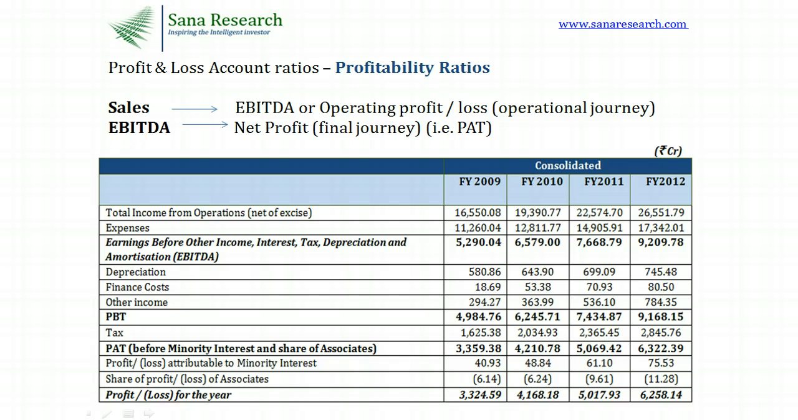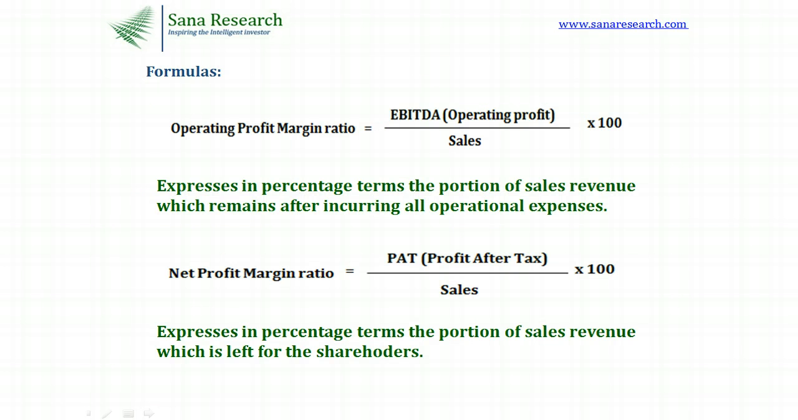Now, once you have this flow of numbers clear in your head, calculating these ratios is fairly simple. The formula for operating profit margin ratio is operating profit divided by total sales, and total sales is the same as total income from operations in the first line item, multiplied by 100. Now this expresses in percentage terms the portion of sales revenue which remains after incurring all operational expenses.